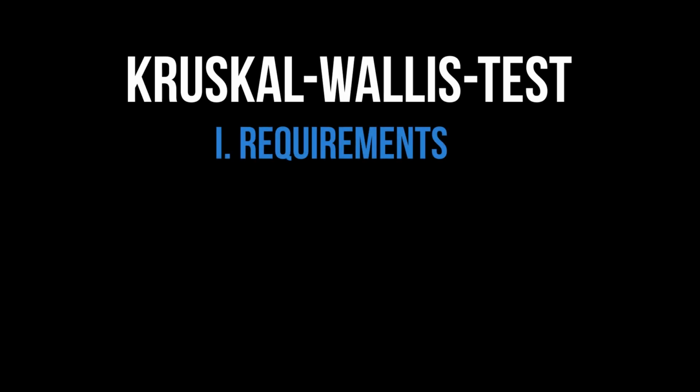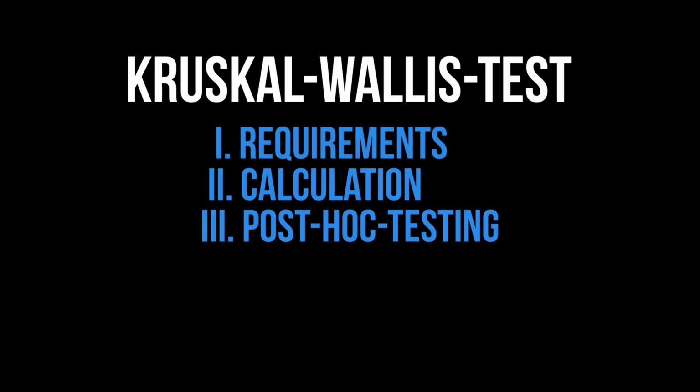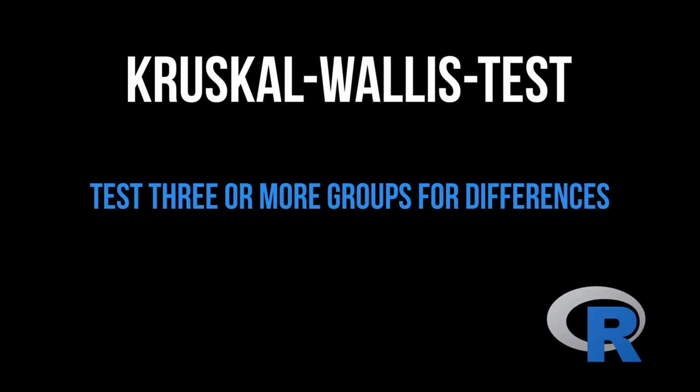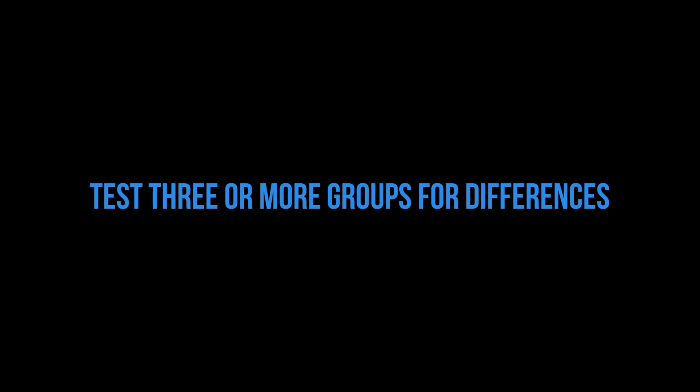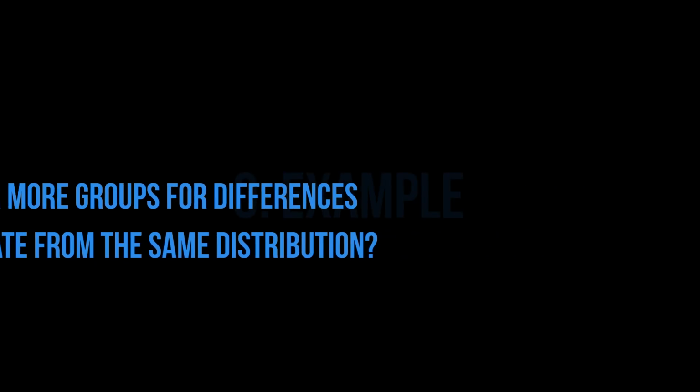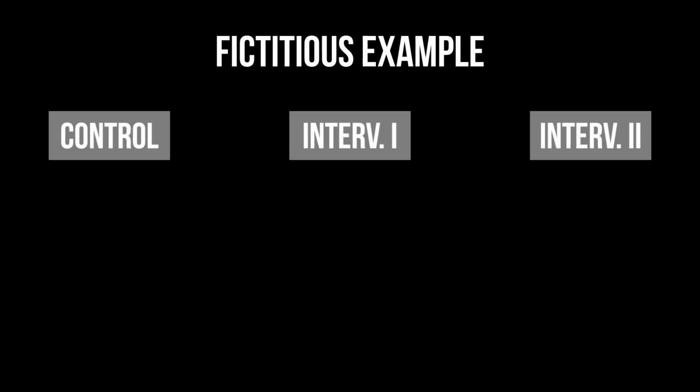This video shows the requirements, the calculation, post-hoc testing, effect size calculation and interpretation, as well as reporting the results for the Kruskal-Wallis test in R. Its purpose is testing 3 or more groups for differences, or put more technically, whether they originate from the same distribution or not. In my fictitious example, I have 3 study groups.